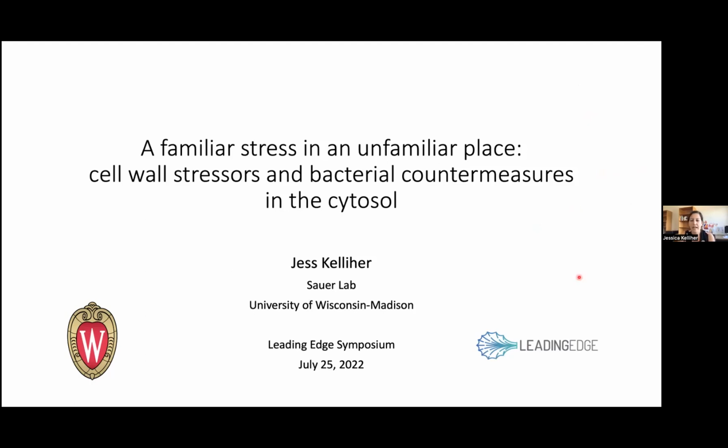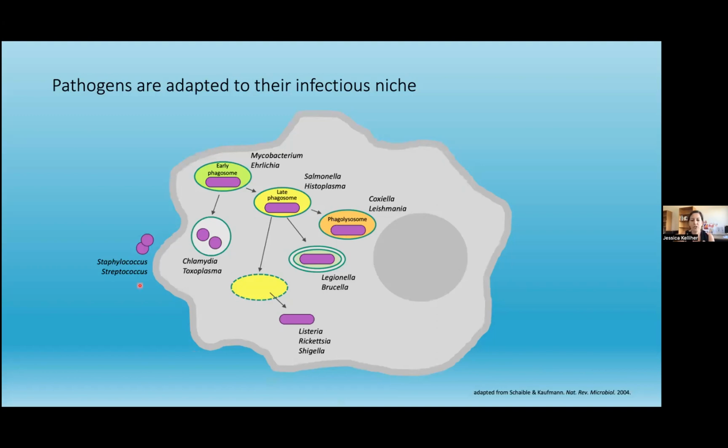So the way that I think about my work is through the lens that pathogens are adapted to respond to stress in their particular infectious niche. So for example, extracellular pathogens like Staphylococcus aureus respond to stressors like the complement system or antibodies. Vacuolar pathogens like Legionella have to contend with lysosomal fusion and an increasingly acidic pH.